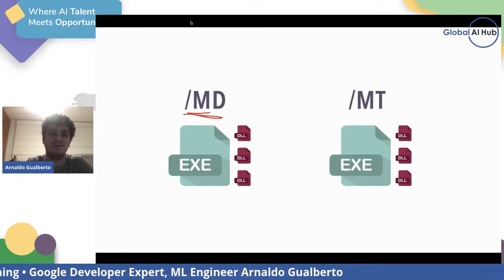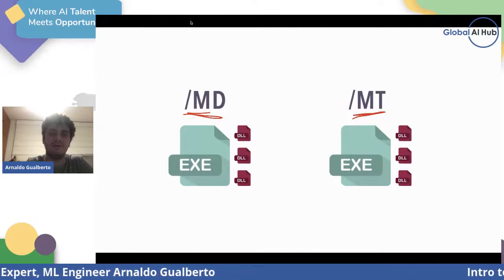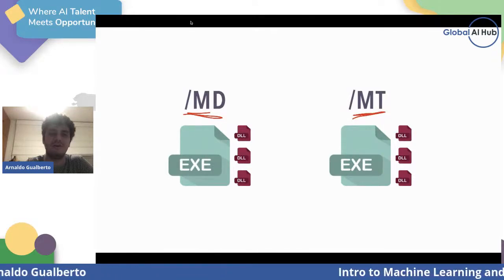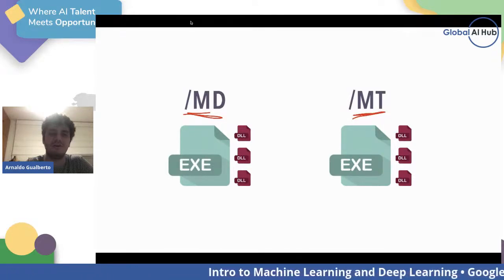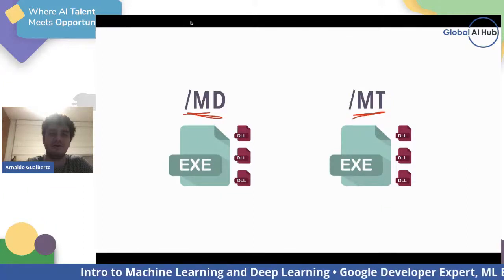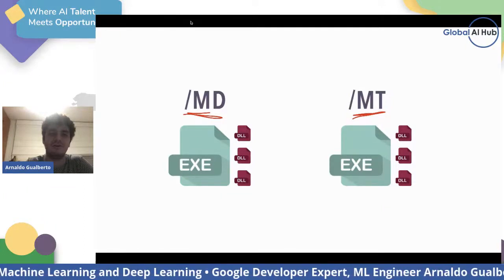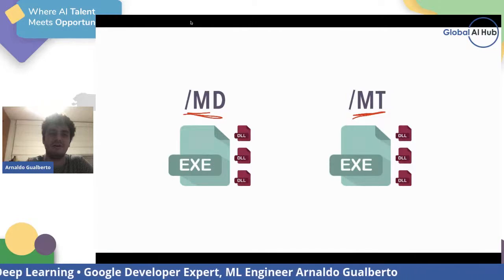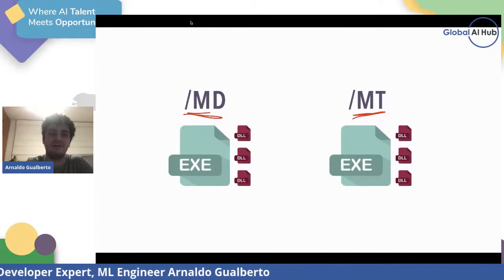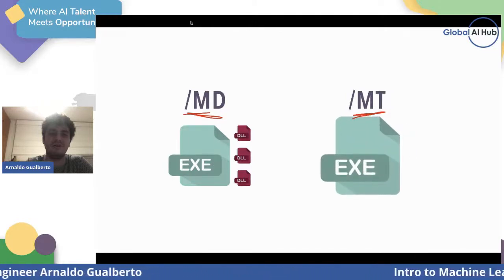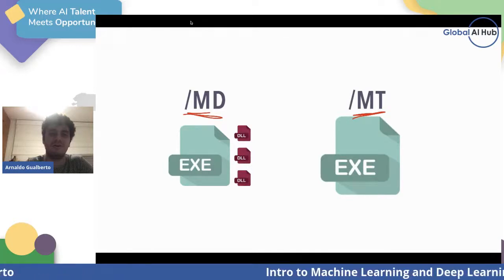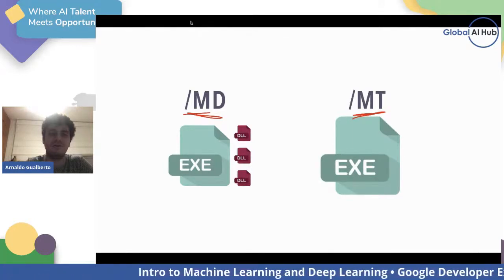The other option is the -mt option. In this case, if I generate an executable file using that option, all the code from those DLLs that my project depends on will be incorporated inside the executable file.